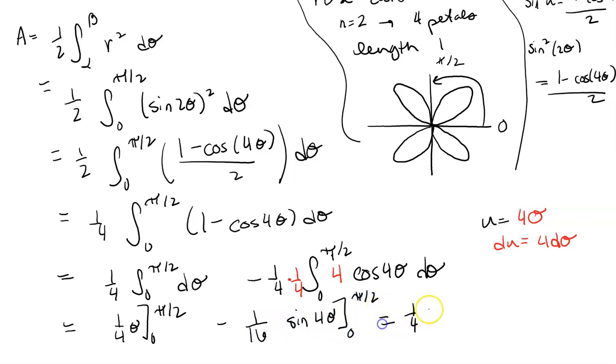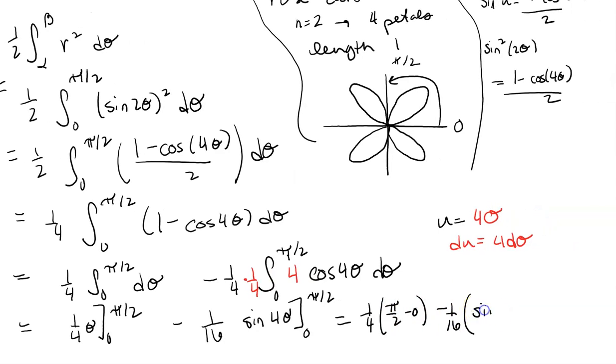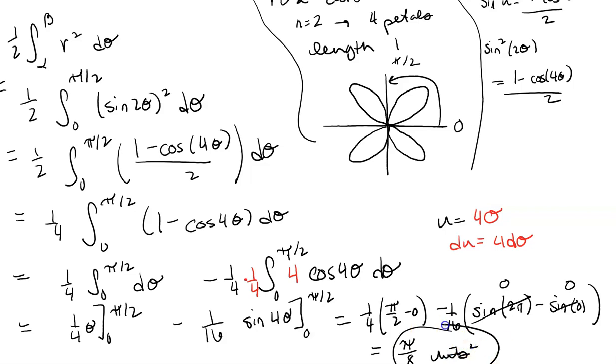So I get 1/4 times pi over 2 minus 0 minus 1/16 times 4 times pi over 2 is 2 pi minus sine of 0. So of course this again is 0 and 0. So my answer then is pi over 8 units squared.